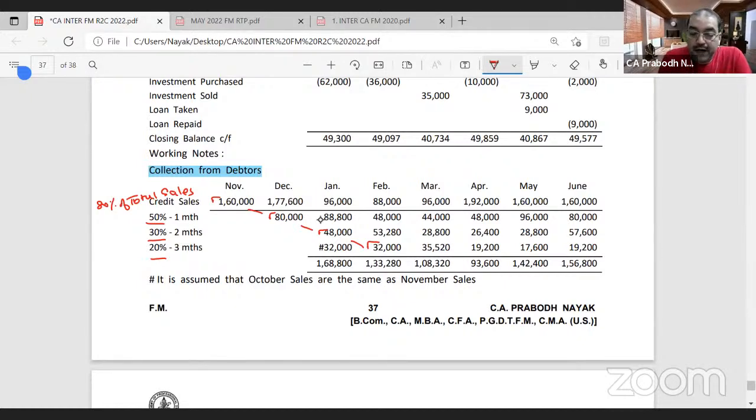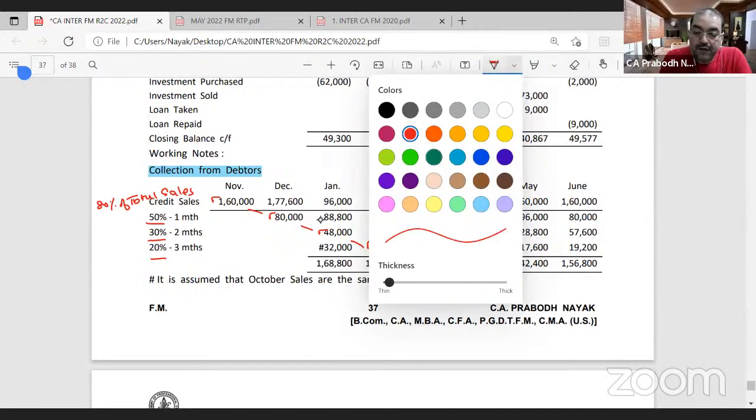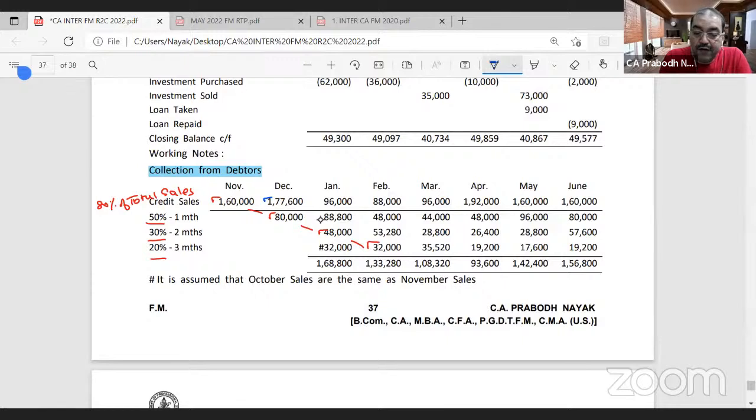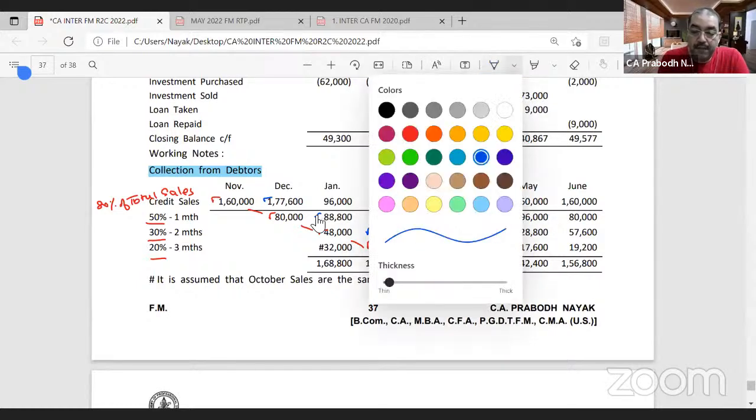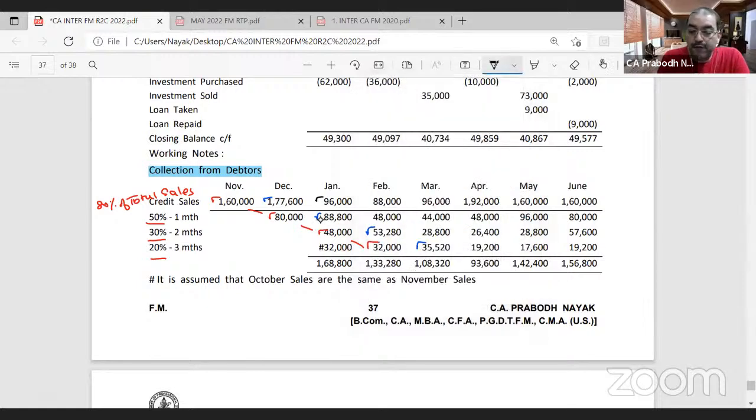Then the second figure is 1,77,600. Out of this 1,77,600, 50% comes in Jan, 30% comes in Feb, 20% comes in March. Like that, I will be having Jan 96,000. 50% comes in Feb, 50% of 96 is 48. 30% comes in March. 20% comes in April.